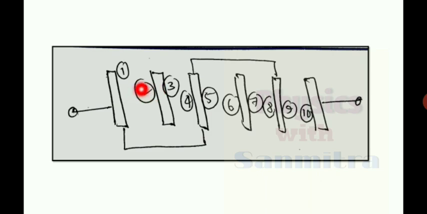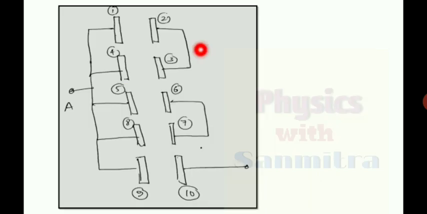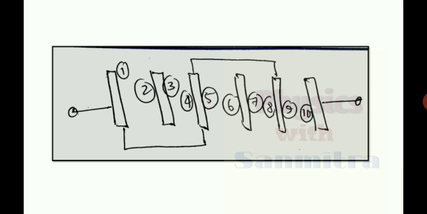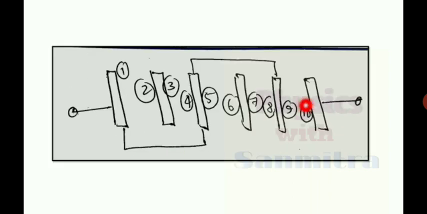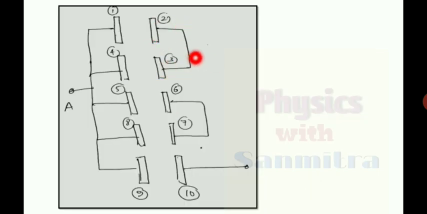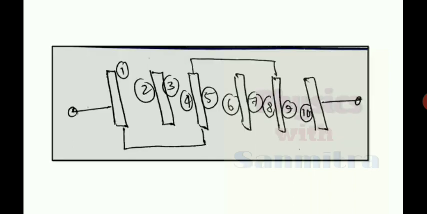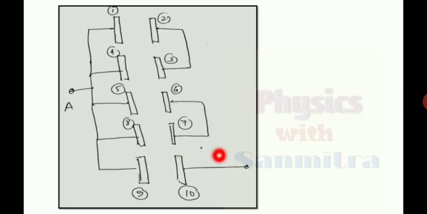1 is opposite to 2, so I'm drawing here 2. 4 is opposite to 3, I'm drawing here 3. 5 is opposite to 6, I'm drawing here 6. 8 is opposite to 7, I'm drawing here 7. And 9 is opposite to 10, I'm drawing here 10. 2 and 3 are the same plate, so I'm connecting 2 and 3 with a wire. 6 and 7 are the same, so I'm connecting 6 and 7 together. And just opposite to 9 there is 10.